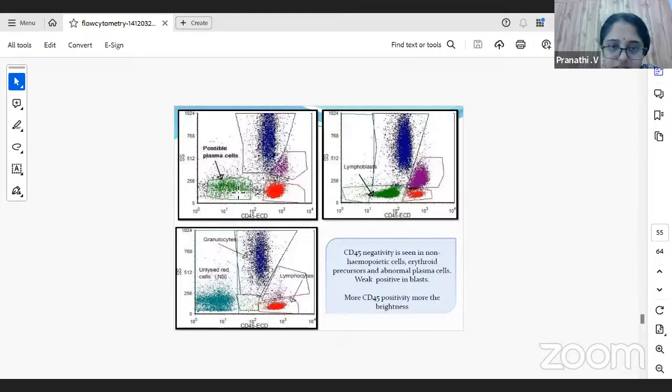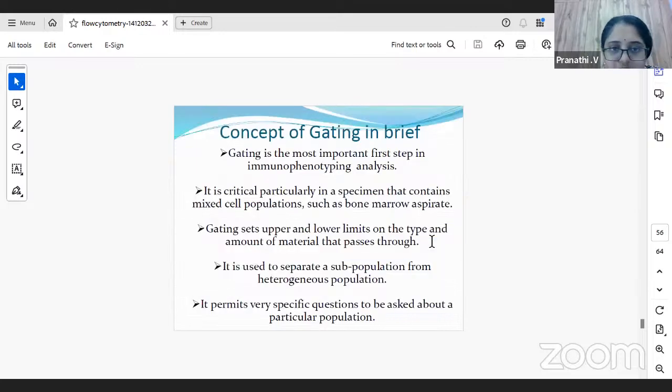So are they plasma cells? So are they CD45 negative or positive cells? So according to this, you are going to see whether there is any kind of abnormality present. So more CD45 positivity, more brightness is seen, whereas the others will have a lesser brightness.